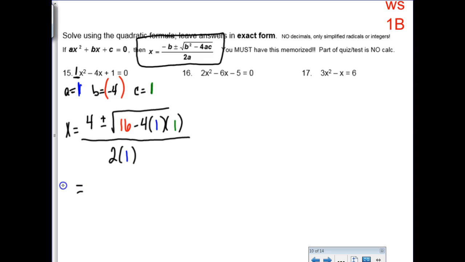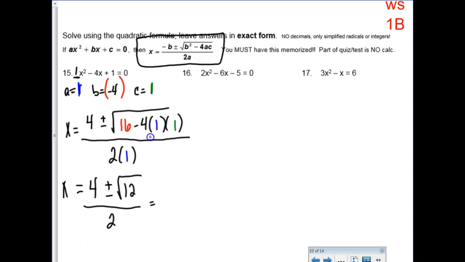I want you to do this in stages, though, because sometimes this doesn't work out pretty. 16 minus 4 times 1 times 1. Well, that's 16 minus 4, better known as 12. The other thing I'd like you to simplify next would be the denominator, which is just a 2. But that's not an acceptable answer for pre-calc or algebra 2 even, because the square root of 12 reduces.